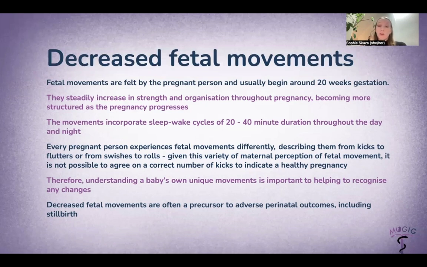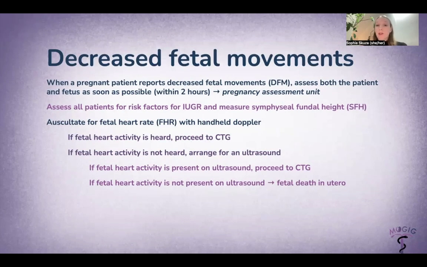Importantly, decreased fetal movements are often a precursor to adverse perinatal outcomes, including stillbirth. So whenever a pregnant patient reports decreased fetal movements, it's really important to assess both the patient and the fetus as soon as possible, and this usually occurs within the pregnancy assessment unit. Pregnant patients should be firstly assessed for risk factors for intrauterine growth restriction, and the symphyseal fundal height should be measured. Then the fetal heart rate should be auscultated with a handheld Doppler.